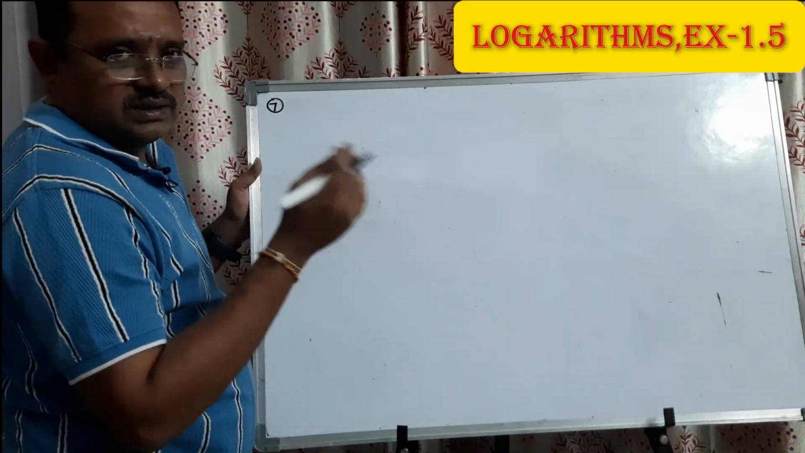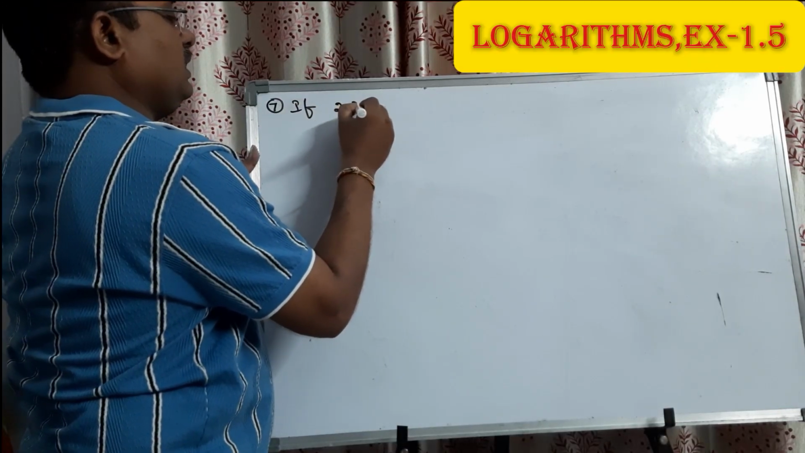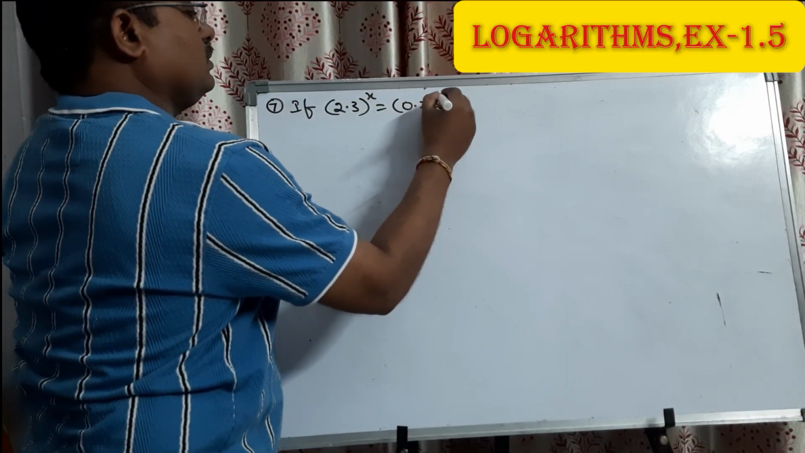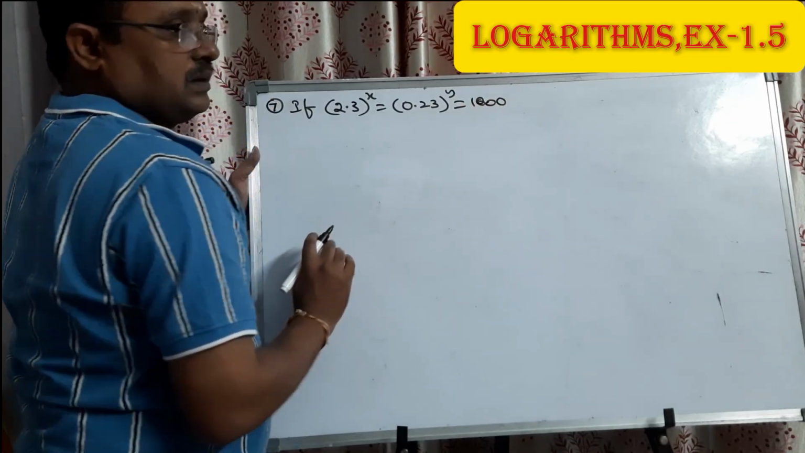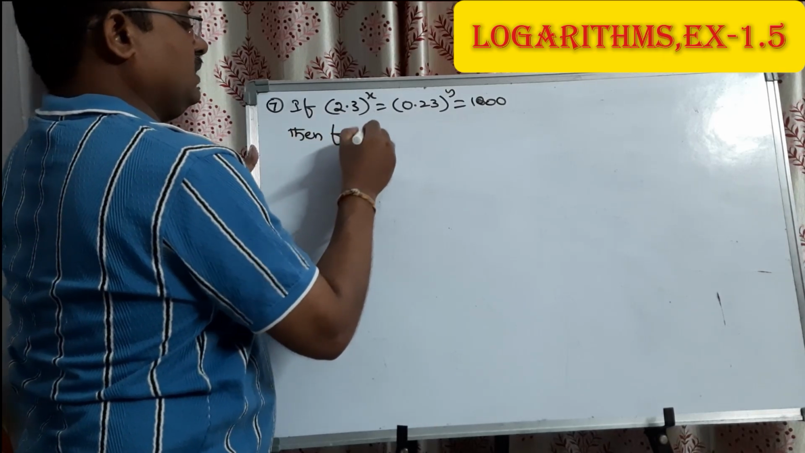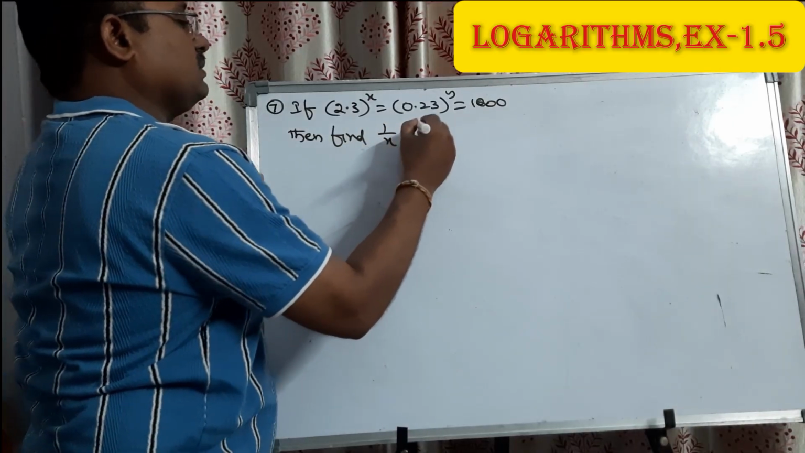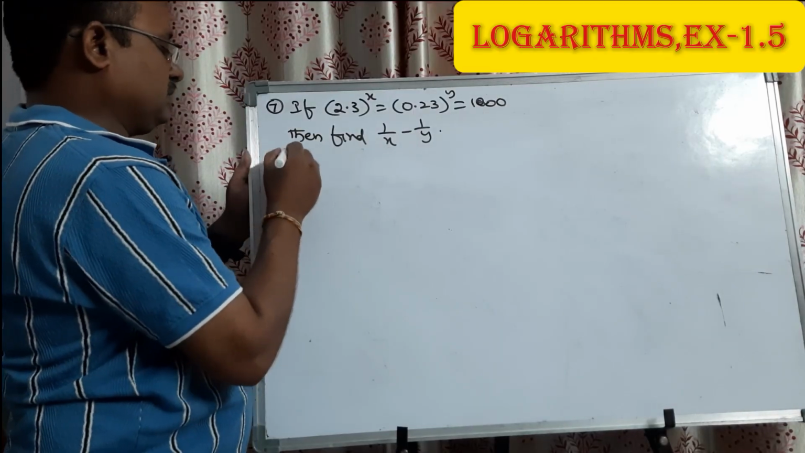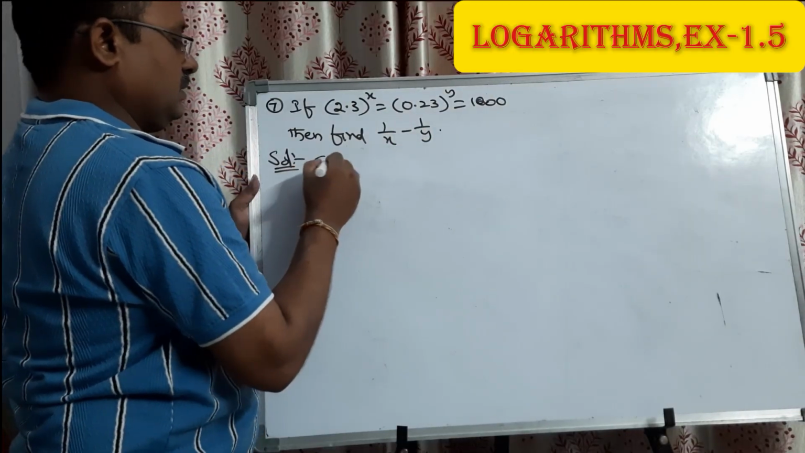The 7th question, this is also an important model. The question is: if 2.3 whole power x is equal to 0.23 whole power y is equal to 1000, then find the value of 1 by x minus 1 by y. For this one also, I will explain the solution very neatly. Consider the given one.